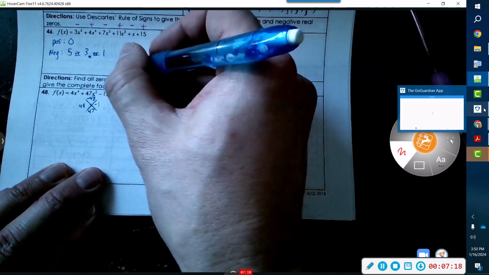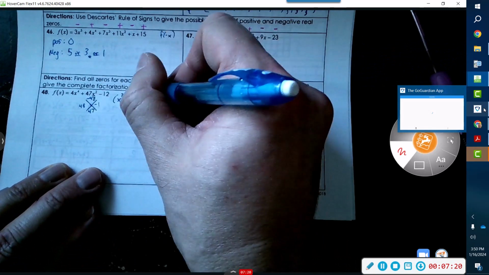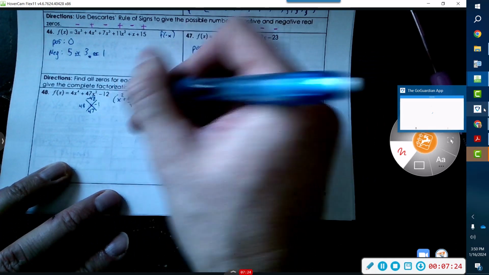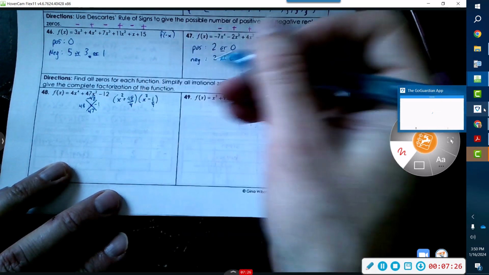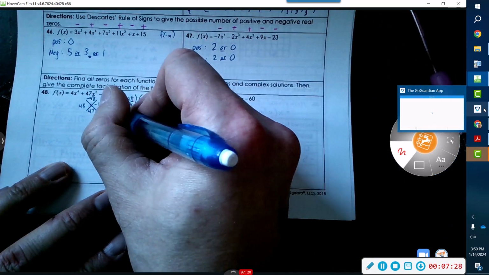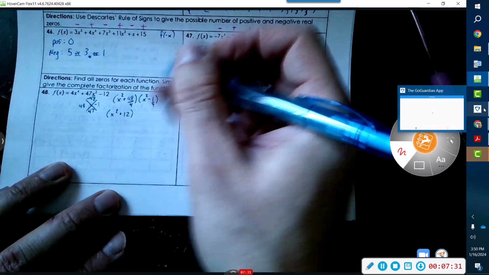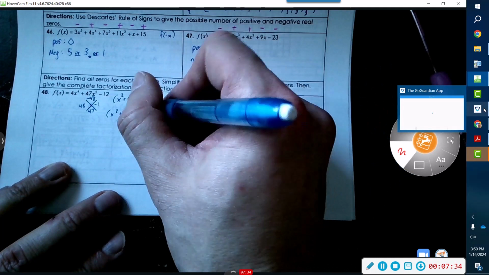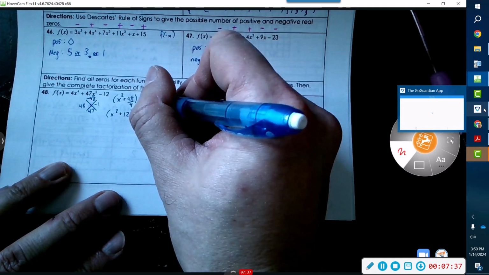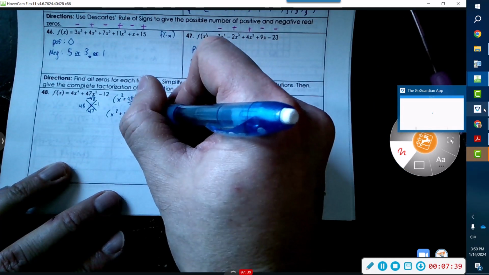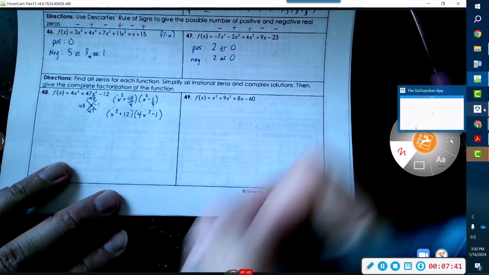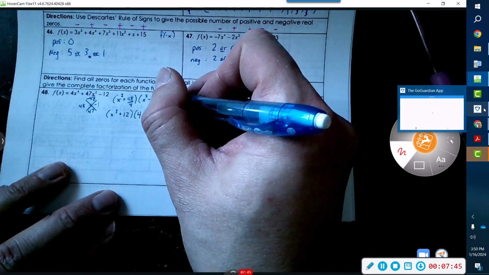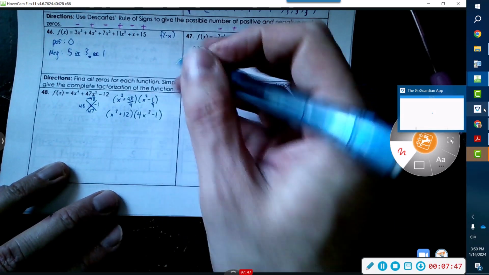Okay, and then they have to be squared. Okay, and then we have to divide these by 4. So now we've got x squared plus 12, and this one is x squared minus 1/4. What that usually does is, because of the 4 here, we can actually do this.